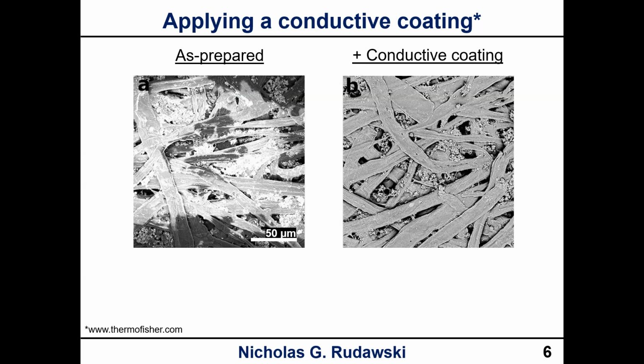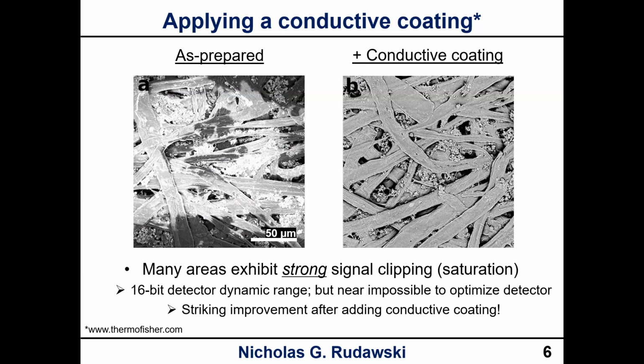But when you have a conductive coating on there to bleed off the accumulated charge, you no longer have this issue, and you can actually see the structure how it really is, okay? And that's even with a really good detector. Most detectors now in the SEMs are 16-bit dynamic range, which is really good, but it can still become very challenging and nearly impossible to optimize the detector so you're not seeing this saturation when you are dealing with this charging issue, okay?